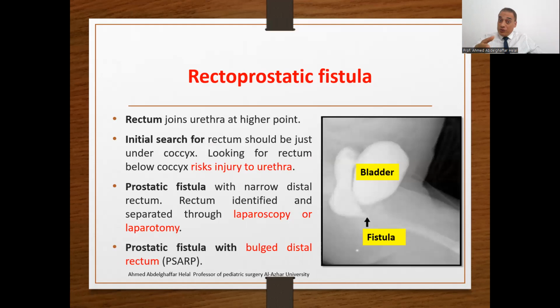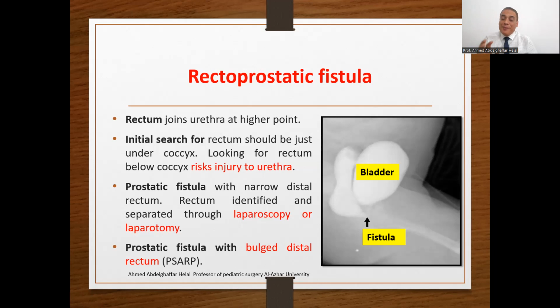If we face a case of rectoprostatic fistula, we mean that the rectum opens into the prostatic urethra at a higher point. The initial search of the rectum should be just under the coccyx. We may have two types: prostatic fistula with narrow distal rectum, where the rectum will be very difficult to identify through PSARP and needs laparoscopy or laparotomy, and prostatic fistula with bulged distal rectum, which can be approached through the PSARP.